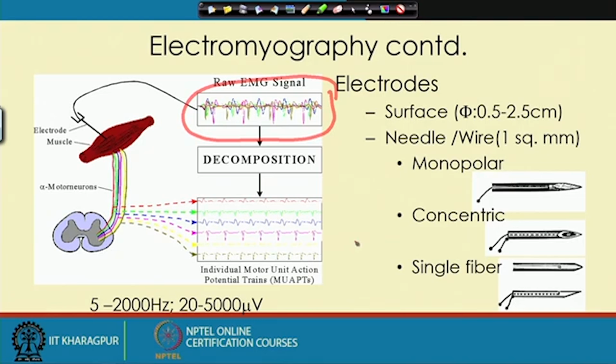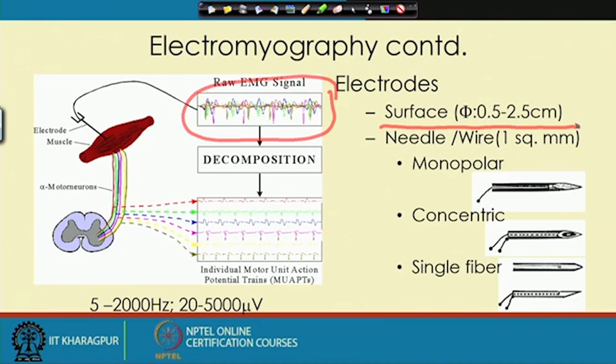Now, how are these signals connected? First is through the surface electrode, and usually the diameter of that electrode is 0.5 to 2.5 centimeter. So, it could be very small, up to about an inch in diameter. So, these are patch electrodes.